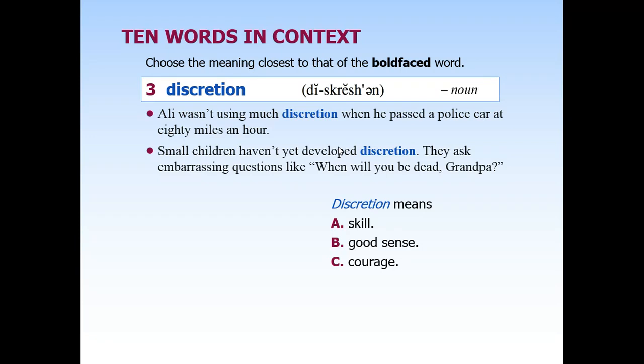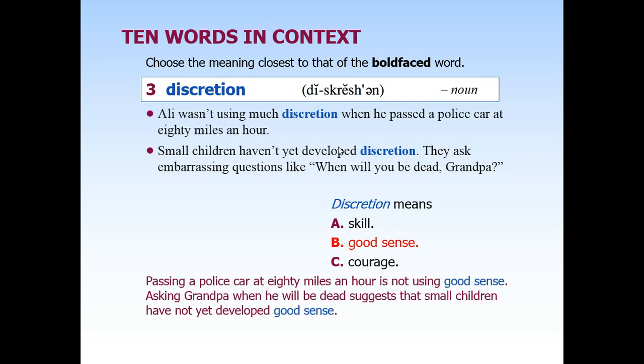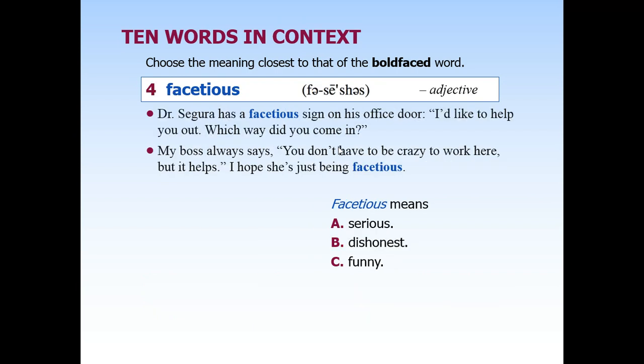So discretion would mean good sense. They don't always use their best sense. They may just ask random questions. So discretion means good sense. Number 4, facetious.